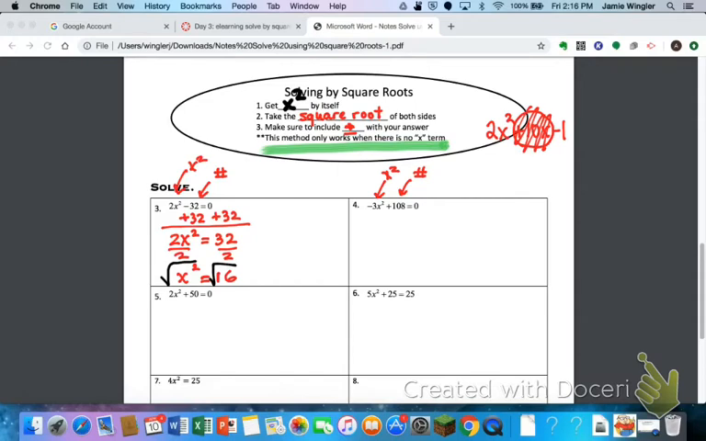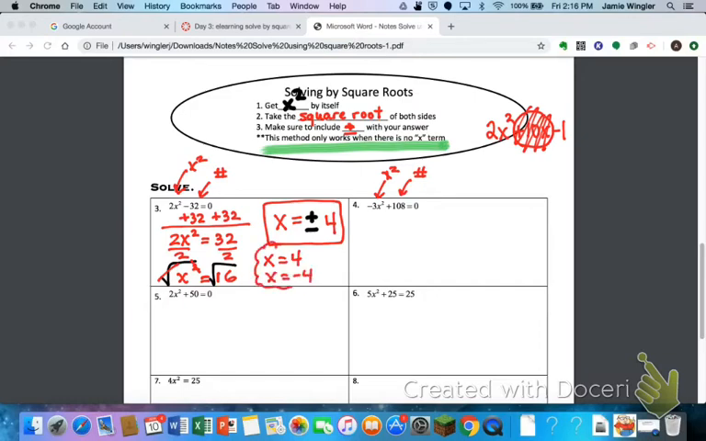When you guys take the square root of both sides, you have to remember to include a plus or minus in your answer. The square root of x squared is always just x. The square root cancels out that squared. And then the square root of 16 is 4. You guys can use your calculator to find that answer. So your final answer is x equals 4 and x equals negative 4.